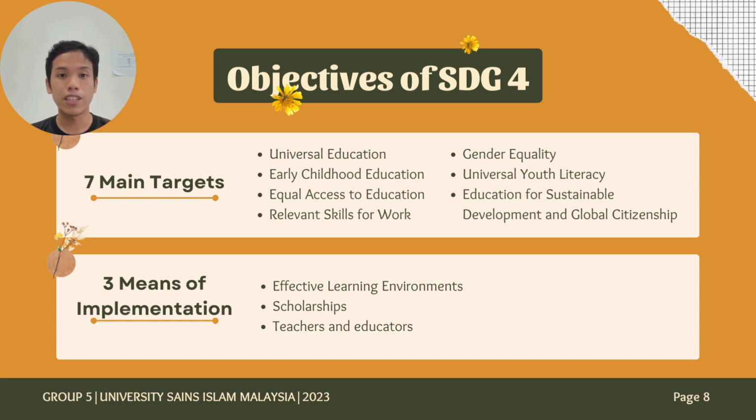the total number of scholarships has increased exponentially globally. These scholarships also are given to less developed countries such as the Africans. Finally, teachers and educators. A large supply of certified and qualified educators and teachers would tremendously improve the educational system and is the target of SDG 4.